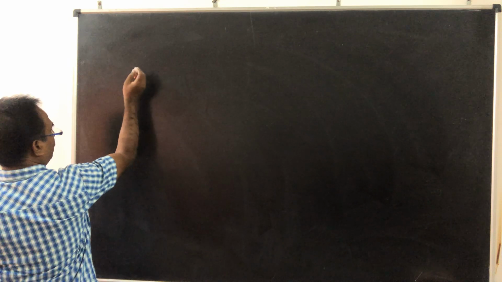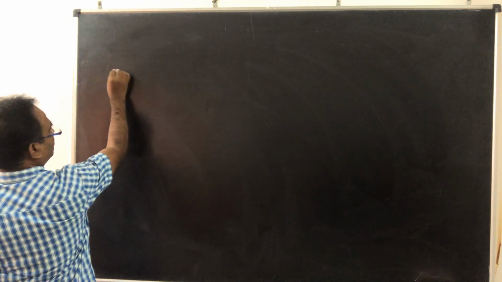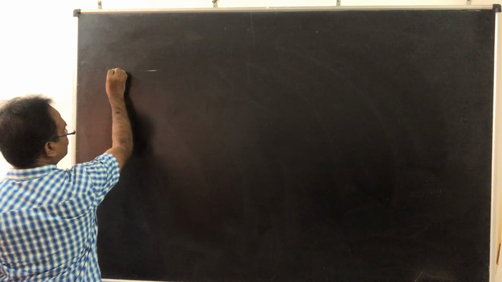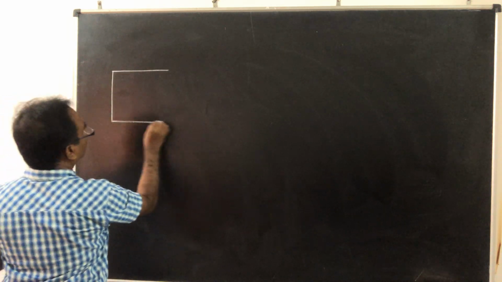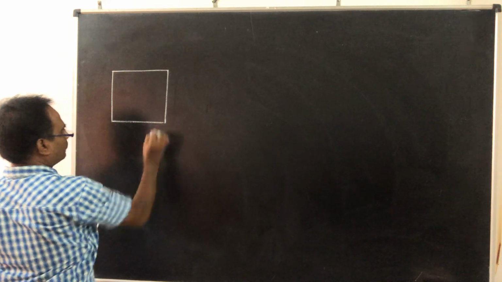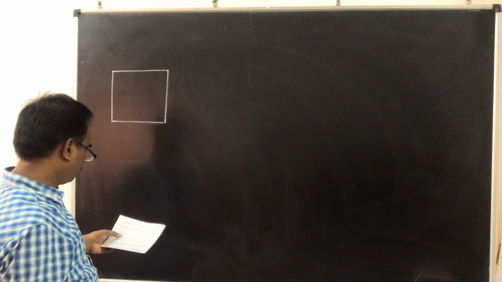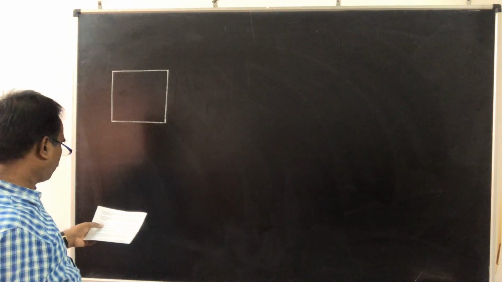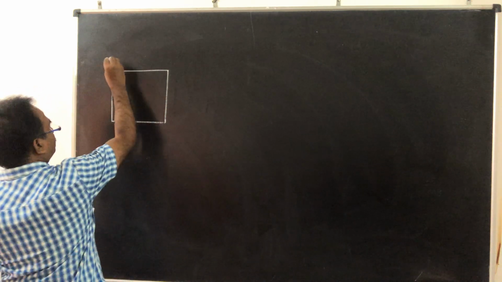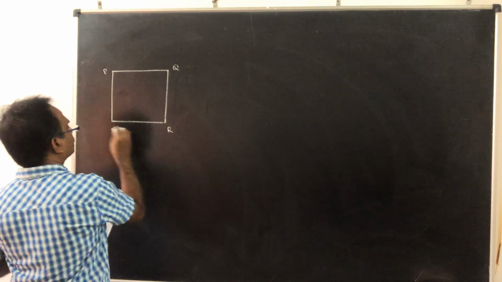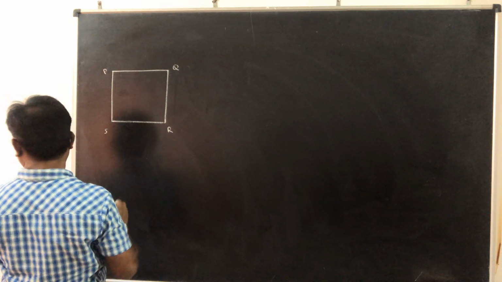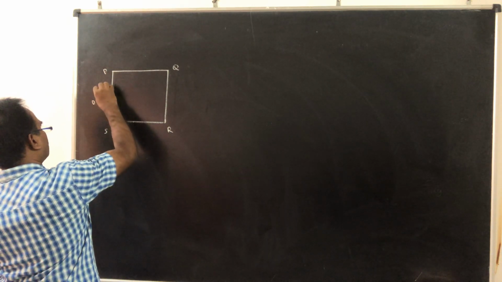So these type of problems were asked many times in annual examination. Here there is a square PQRS of side 0.05 meter.